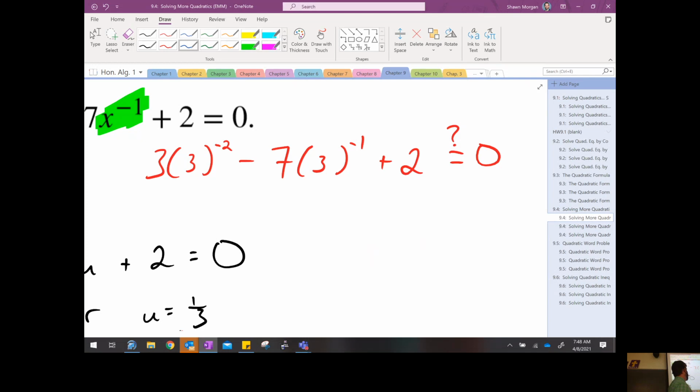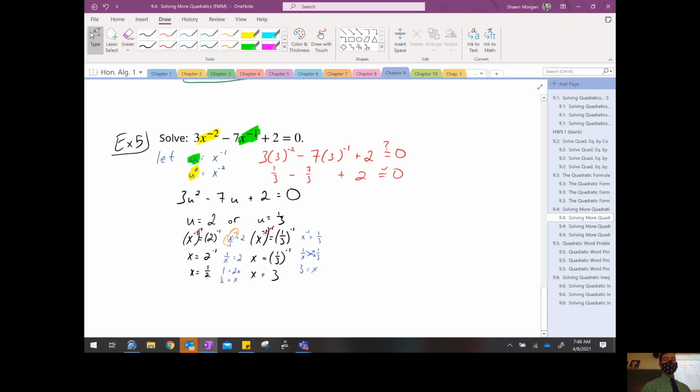What were we just saying? You'll help me with my first term. 3 to the negative second we said was 1/9. 1/9 times 3 is 1/3. 3 to the negative first in the middle. 1/3 times 7. 7/3. All right, what's 1/3 minus 7/3? Negative 6/3 is the same thing as negative 2. Negative 2 plus 2 equals 0. Checks out. Both of those answers are legit.